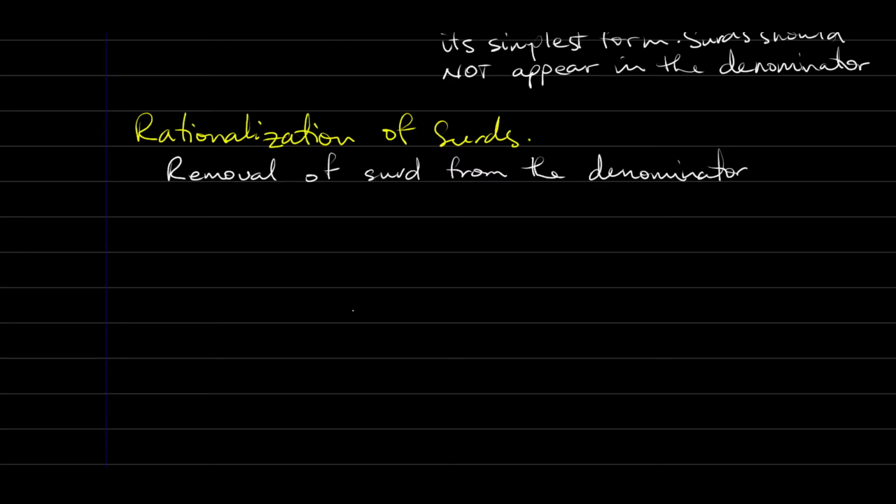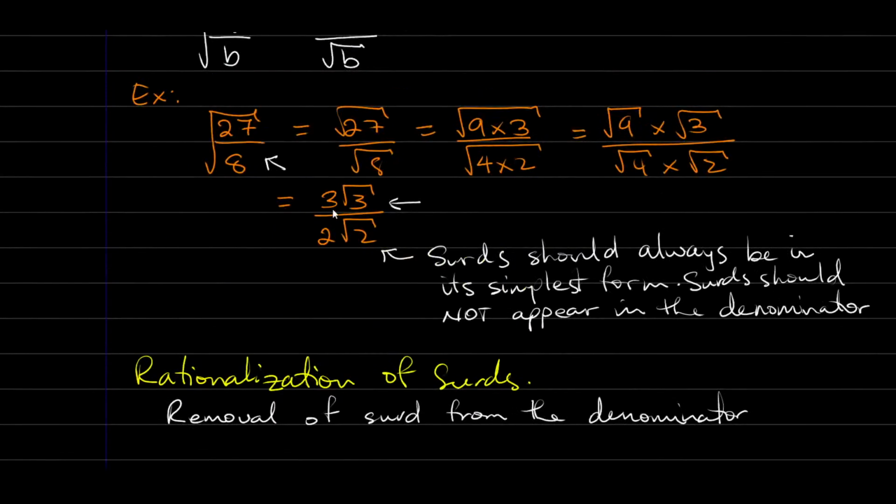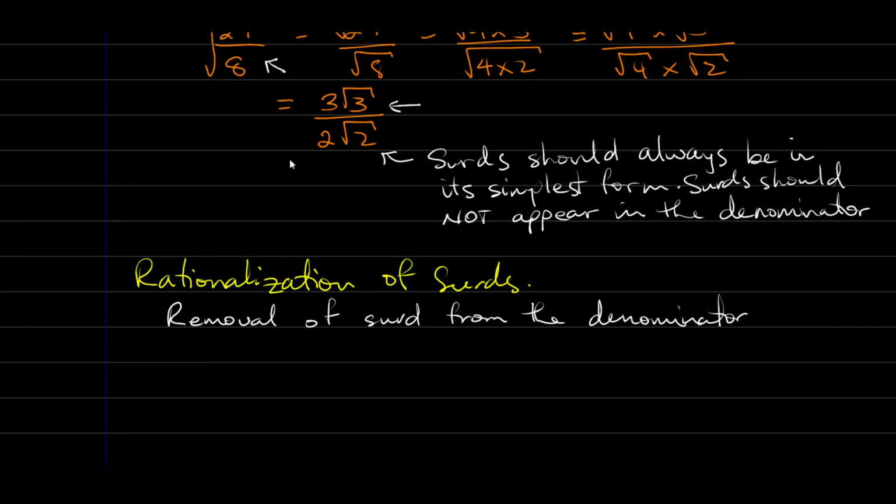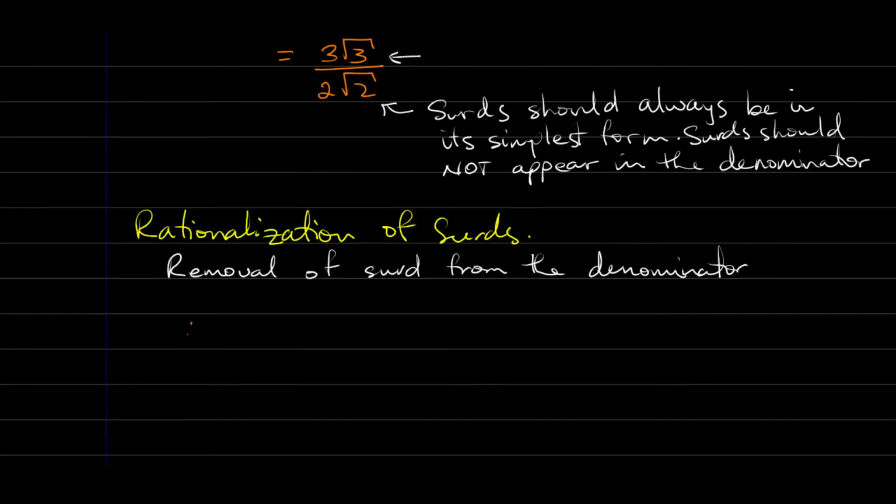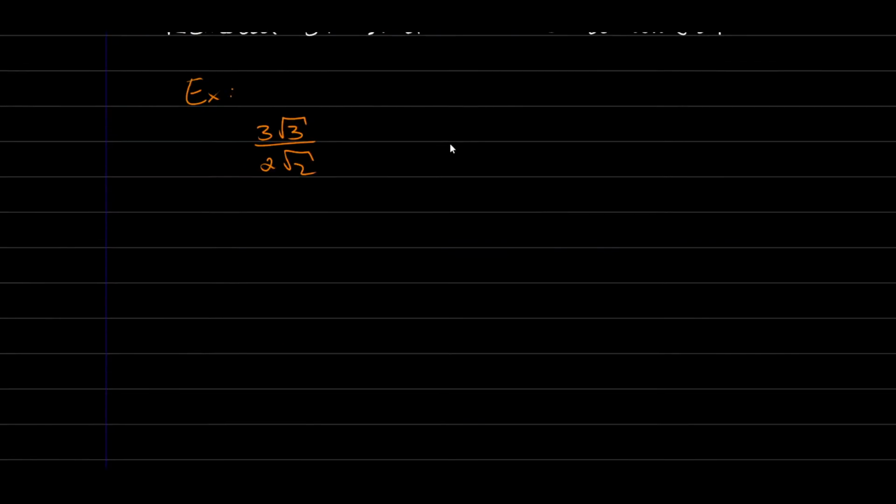We're going to remove the surd from the denominator. Let's start off with the example that we stopped with before. That's not finished, so let's finish it. The example that we're going to continue is 3 root of 3 divided by 2 root of 2. We're going to multiply this by a convenient form of 1. A convenient form of 1 is any form of 1 that allows you to change the form of something but not change it.